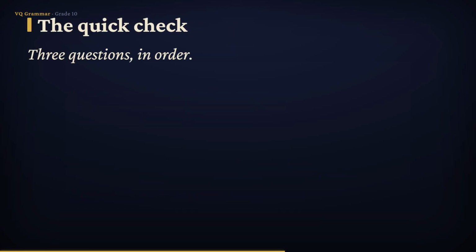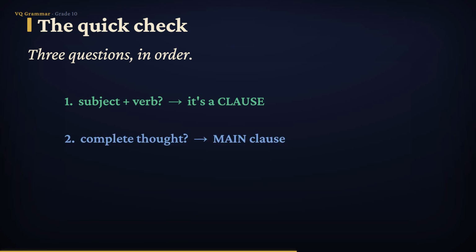Let's turn all of that into a 3-step check you can run on any group of words. Step 1. Does it have a subject and a verb? If it does, you're holding a clause, not a phrase. Step 2. Does it express a complete thought? And could you say it alone and simply stop? If so, it's a main clause, an independent clause.